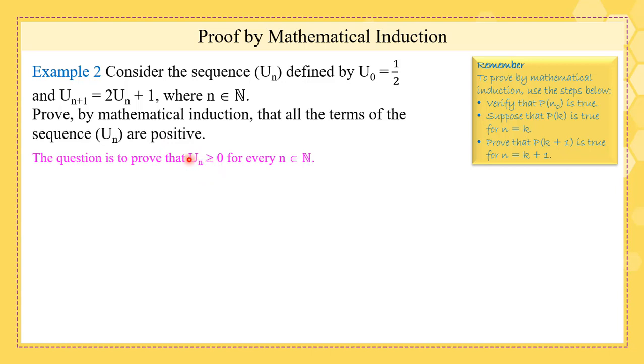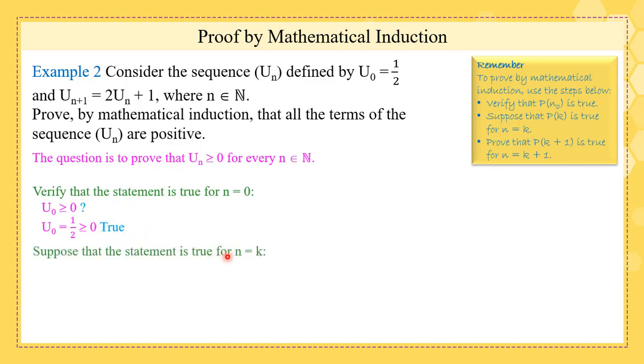Now, because we need to prove that all the terms are positive, in other words, we translate it into mathematics as un greater than or equal to 0 for every n. So we begin proving by mathematical induction. We begin for n equals 0. We need to prove that u0 is greater than or equal to 0. Now we know that u0 is half, and half is greater than or equal to 0, so this is true.